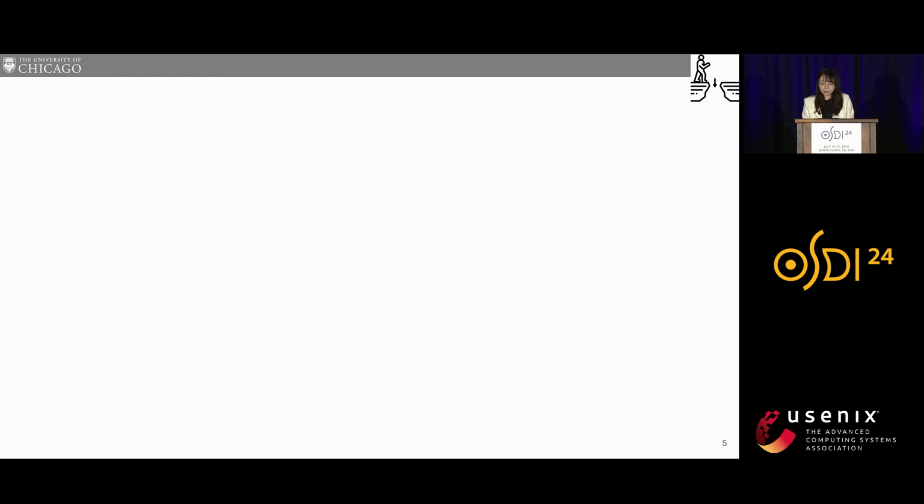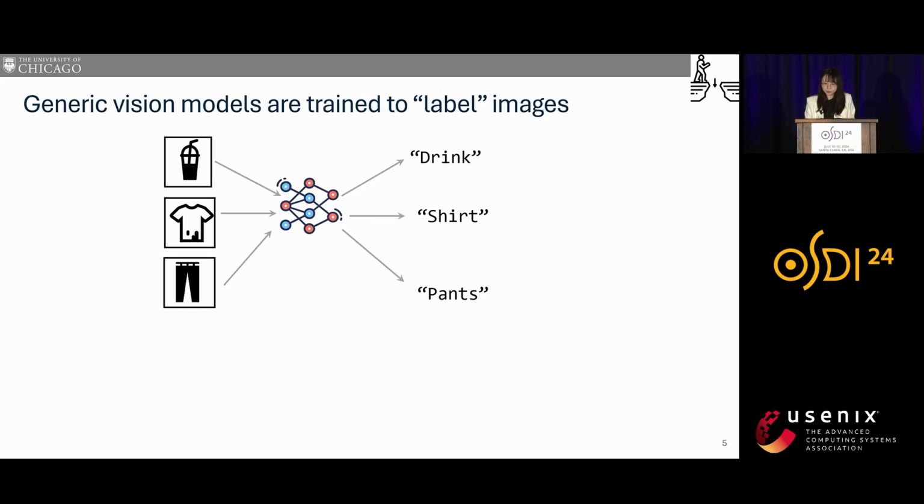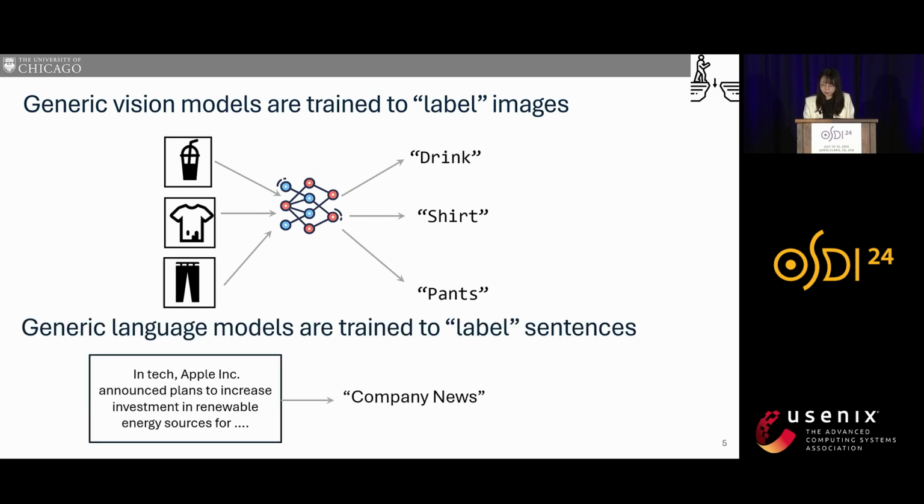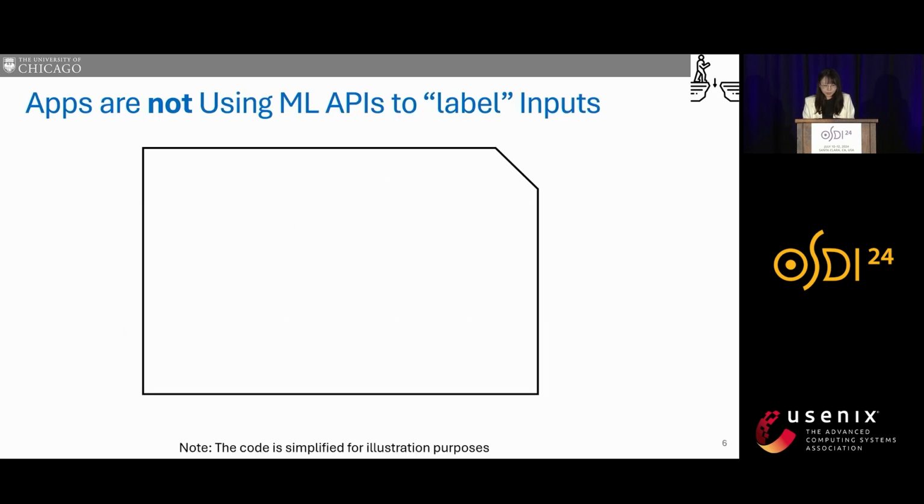Let's first take a look at the gap between generic ML models and the applications that use them. Generic vision models are trained to label images, and generic traditional language models are trained to label sentences or phrases. However, getting the label right is not the ultimate goal for the applications that use ML APIs. Let's take a look at this example. This app is supposed to examine a photo and decide whether the photo contains landmark, person, or building.